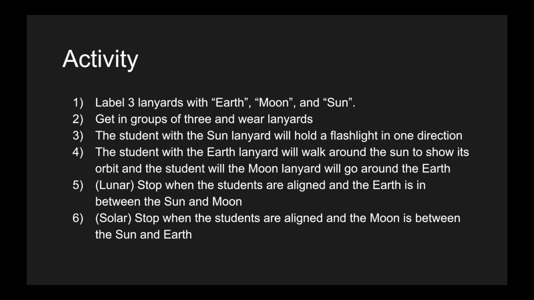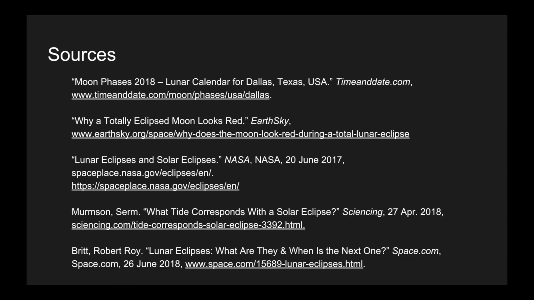So to show a lunar eclipse, stop when the students are aligned and the Earth is between the sun and moon. For a solar eclipse, stop when the students are aligned and the moon is between the sun and the Earth. So here are my sources that I used to get my information for this video.